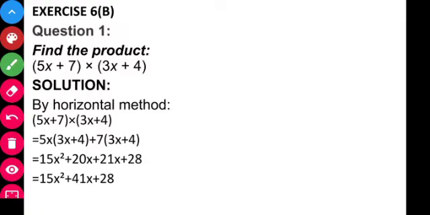The first question says, find the product. Here we have (5x + 7) into (3x + 4). This is a binomial and this is also a binomial. To multiply a binomial by another binomial, we multiply each term of the first binomial by each term of the other binomial. So here, by the horizontal method, multiply 5x + 7 by 3x + 4.